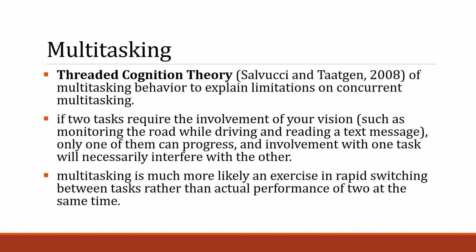Okay, so here is one possible explanation of multitasking: the threaded cognition theory, which says that there are limitations on concurrent multitasking or task switching, or doing the same task at the same time. If two tasks require the involvement of the same resource, let's say your vision, such as looking at the road and looking at your phone, then only one of them can progress. One of them would have to be compromised. Involvement with one more task will interfere with the other tasks that use the same capability. So multitasking is much more like an exercise of rapid switching rather than actually performing two tasks at the same time.